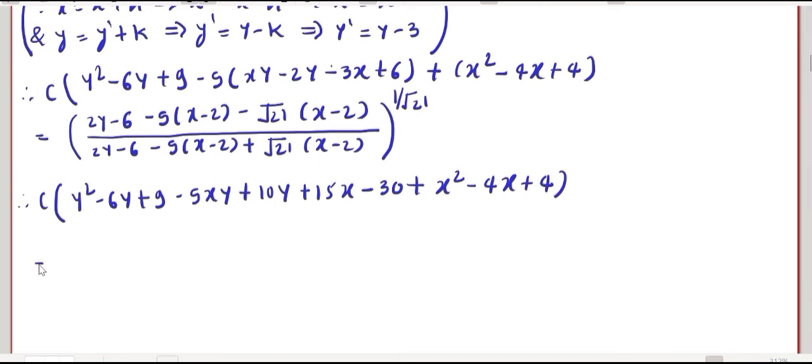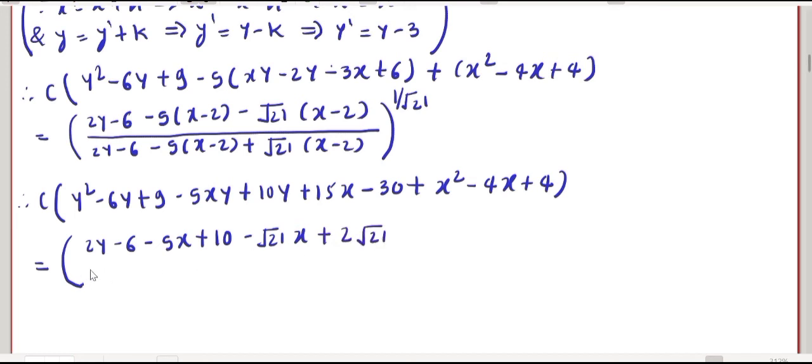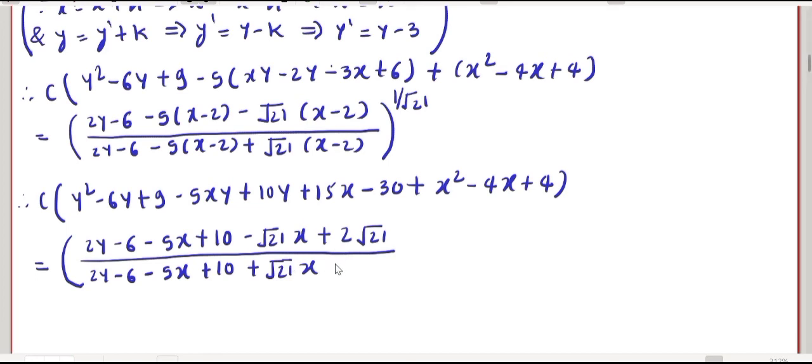that is equal to 2y minus 6 minus 5x. Now multiply minus 5 to the bracket, so plus 10 minus under root 21 x plus 2 into under root 21, divided by, we get 2y minus 6 minus 5x plus 10 plus under root 21 x plus, here we get the minus 2 under root 21, raised to 1 upon under root 21.